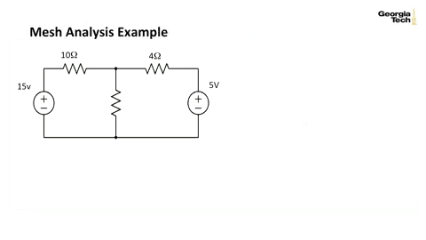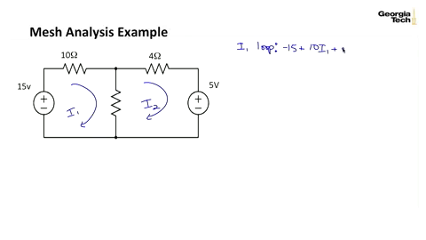So let's look at this example right here. I want to first define my 2 mesh currents, I1 and I2. And then I want to do a KVL around, say, the I1 loop. So I start with minus 15 plus 10. Going around in this direction, I would have 10 times I1 plus this resistor, let me give it 5 ohms.